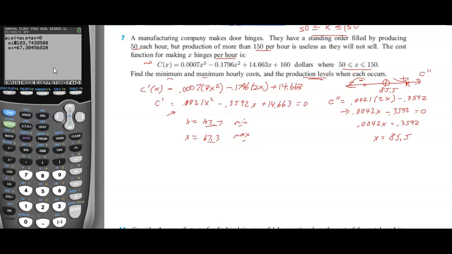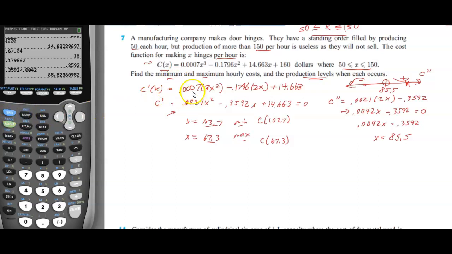Now we just need to find the cost at 103.7 and the cost at 67.3 using the C function. To do that, we probably would just put the C function in the calculator. I'm just going to type that into y equals, and then I'll find out what the values are at 103.7 and 67.3. I'm just going to pause the video while I type it in. Okay, I just typed the function in, and then I'm just going to graph it.